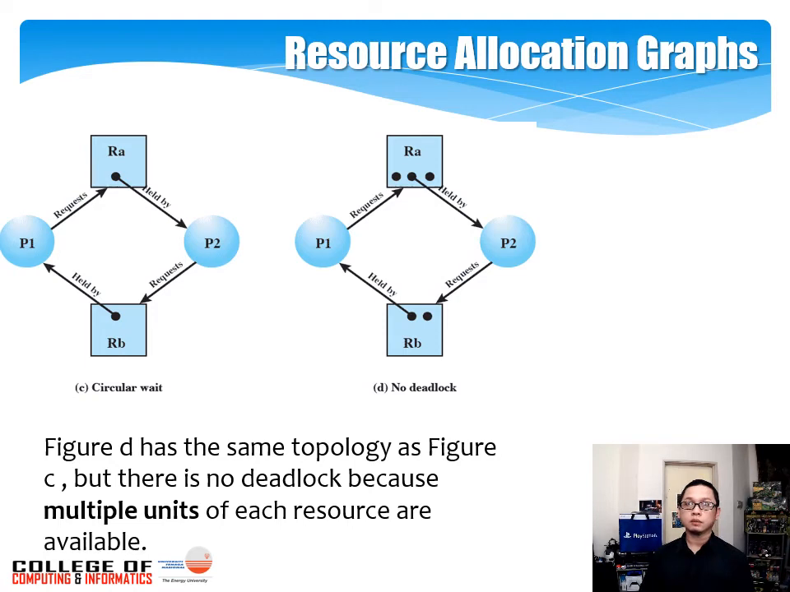In this situation also, we have more than one resource B available. So diagram D depicts a non-deadlock situation, because we have plenty of resources available to be given to P1 and also P2. If you have enough resources to give to any needing process, deadlock will not happen.